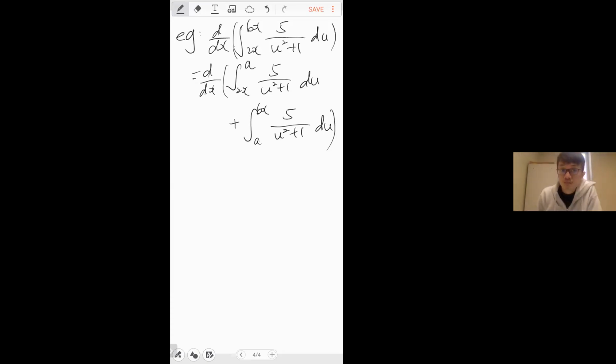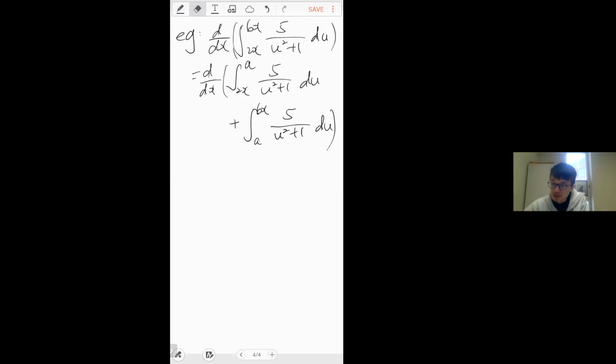And then you do from a to 6x. And then for the first one, would you swap it and make it a negative? Yep, exactly. So up until this point, any questions? Let me say this again. Computing the integral from 2x to 6x will be the same as doing from 2x to some constant a, and then you do again from a to 6x.